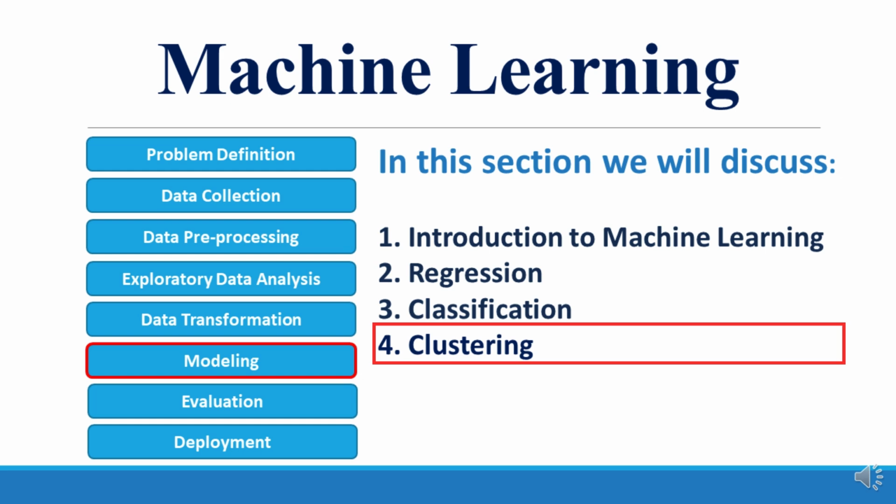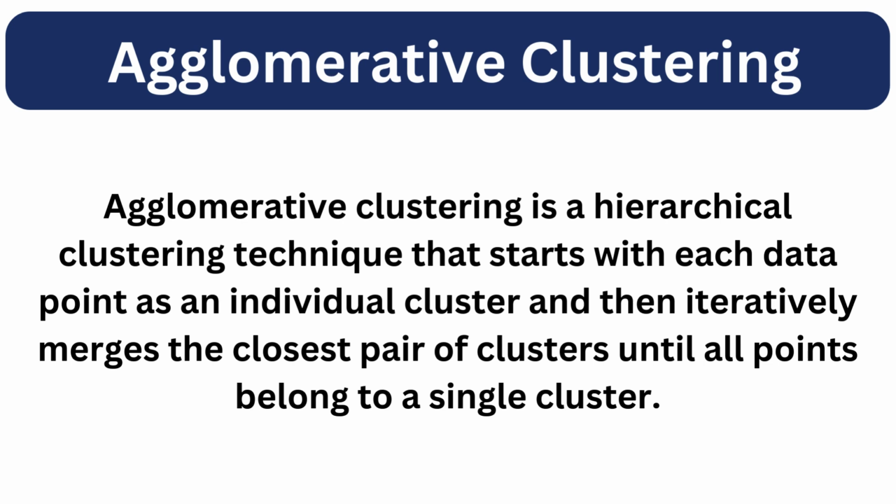In today's session, we will extend our discussion on the clustering algorithms and include one more clustering algorithm, which is agglomerative clustering. Agglomerative clustering is a hierarchical clustering technique that starts with each point as an individual cluster, then iteratively merges the closest pair of clusters until all points belong to a single cluster.